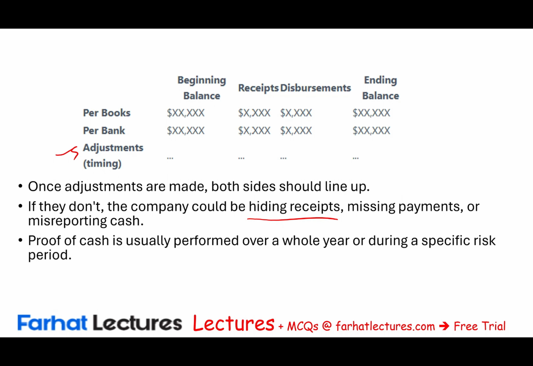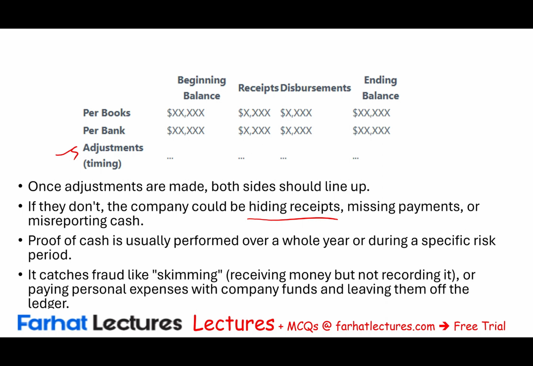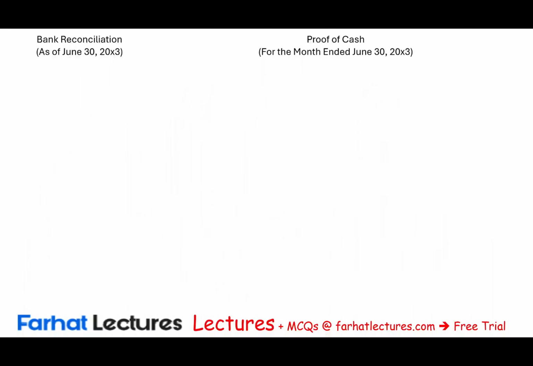Proof of cash is usually performed over a whole year or for a specific period, could be quarterly. It catches fraud like skimming, receiving money but not recording it, or paying personal expenses with company funds and leaving them off the ledger. This is what you're trying to find out. So first, let's take a look at a bank reconciliation, then look at a proof of cash.